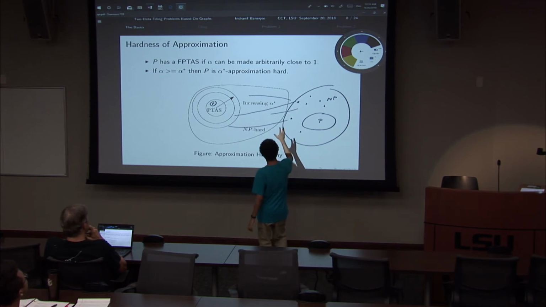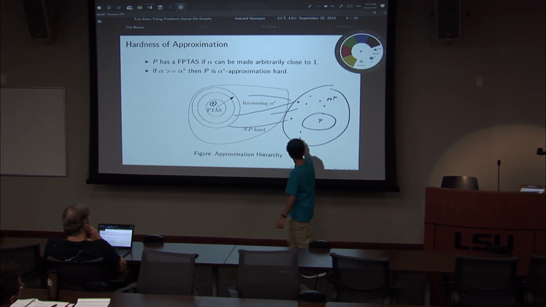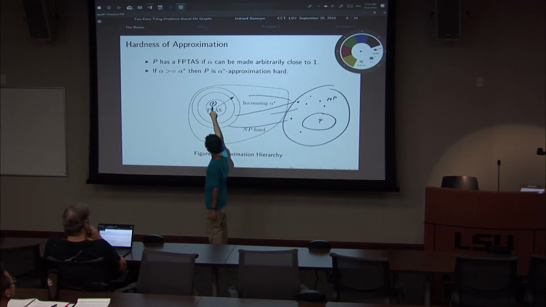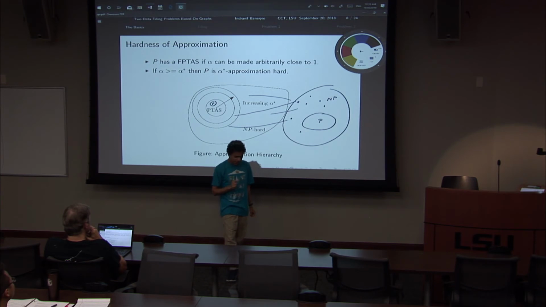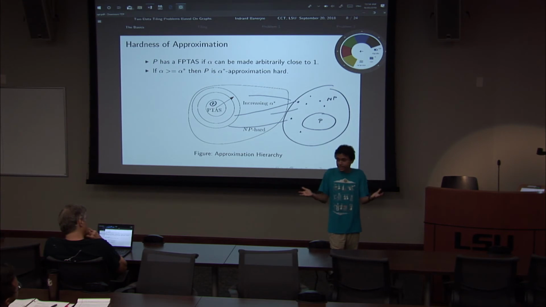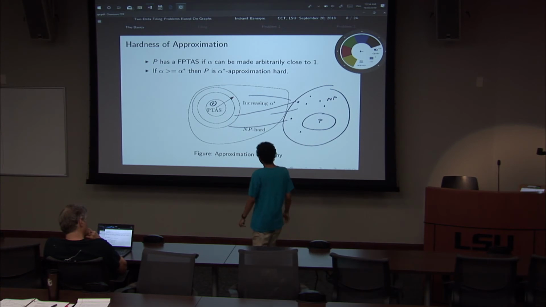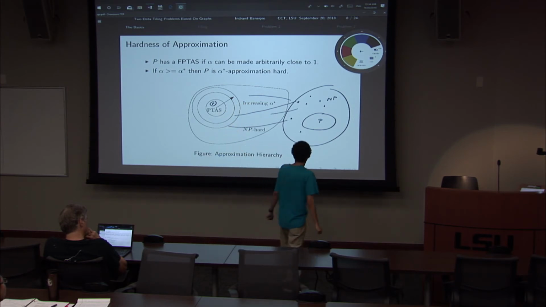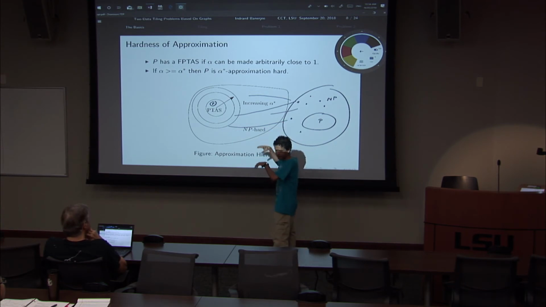In terms of approximation hardness, we can create a hierarchy of different complexities. Here at the center, we have P, which means it has an exact solution in polynomial time. So alpha is 1; you can't get better than that. Then you have FPTAS, which I haven't drawn. Then you have PTAS, where there is a bound on alpha, which you can't make arbitrarily close to 1. As we increase alpha, we get harder and harder approximation problems.